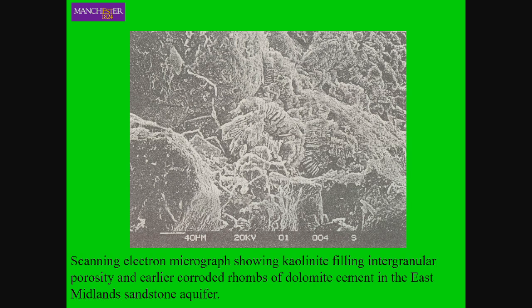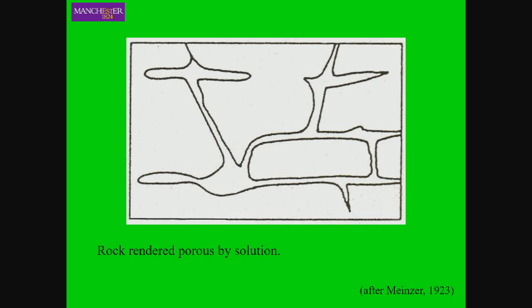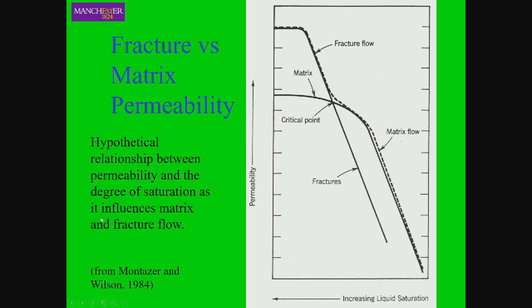So where they precipitate in the pore throats, just a really small amount of reduction in porosity can completely reduce the permeability of the rock. So texturally, this is really, really critical to look at. We obviously mentioned fractures as well.